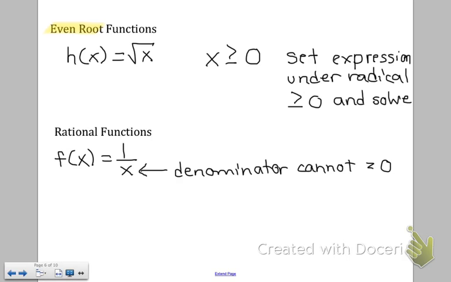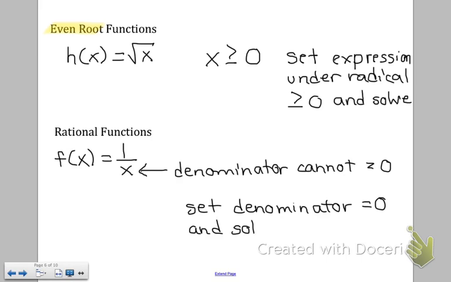So, when we come across a rational function and we're asked to find the domain, we need to set the denominator equal to 0 and solve. Okay. When we solve, the values that you get are the ones that you cannot have.